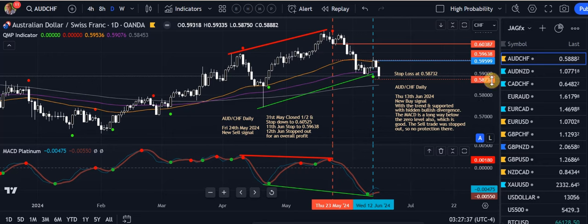Now, this is TradingView. I do all my analysis on TradingView. On my right's my watch list. As you can see, it's not all 28 pairs. It's just a sample of pairs. I'm not a trade signal provider, so anything I do say, do your own due diligence. Do not listen to me blindly.